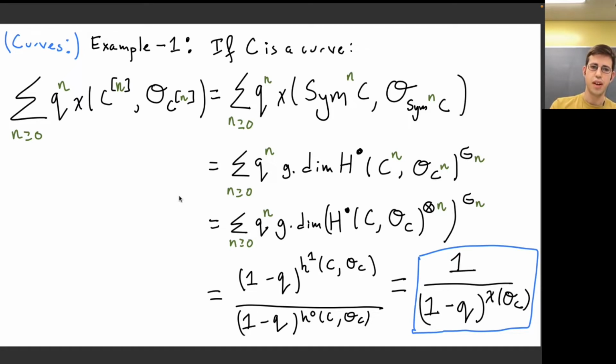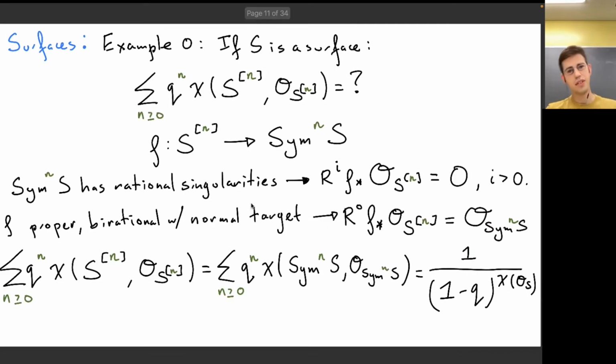Great. Now back to surfaces. Something similar kind of applies. What if I want to evaluate the same Euler characteristic, but instead of working over the Hilbert scheme of points on a curve, I now use this more complicated Hilbert scheme of points on a surface?